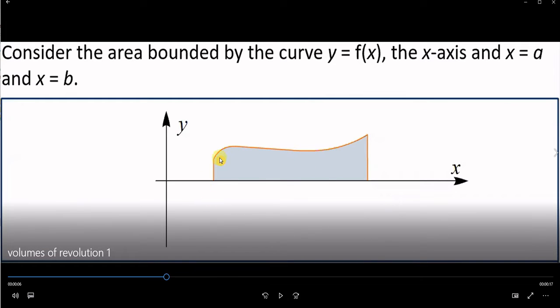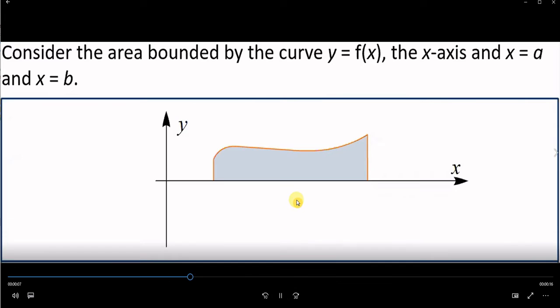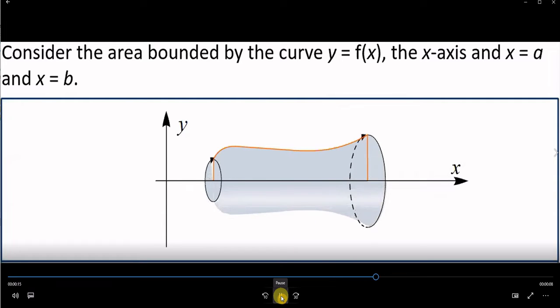Here we have a region which is shaded between the points, say A and B, x equals A and x equals B. This is the area underneath the curve. This is of course not the same as that, it's just an animation to show. What we have to do is rotate this 360 degrees around the x-axis to form a three-dimensional figure, something like this. It's like wrapping around the x-axis, and you form this three-dimensional figure.